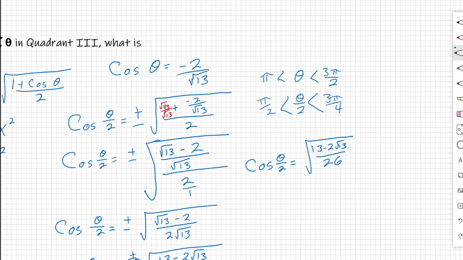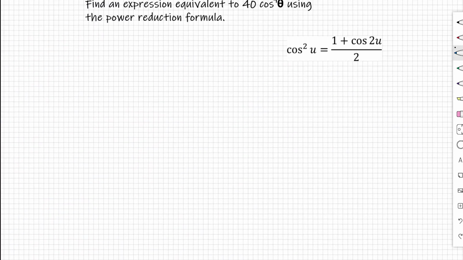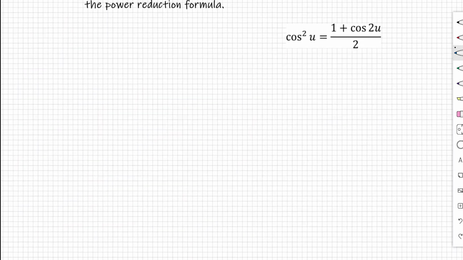One more example. This one will be using our power reduction formula. Find an expression equivalent to 40 cosine to the fourth of theta using the power reduction formula. Now we don't have a cosine to the fourth of theta formula, but we do have a cosine squared. So let's rethink what this is. And again, a lot of what we're going to be doing is rethinking these.